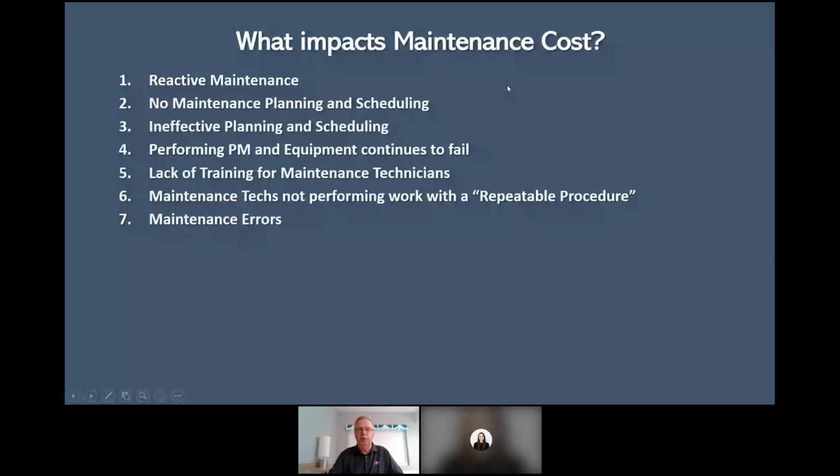And then maintenance errors. We don't use a torque wrench. We use a big wrench, or we're just doing the wrong thing. We miss something, and we're humans. We're full of errors anyway. But it's one of the problems that we face that impacts maintenance cost.